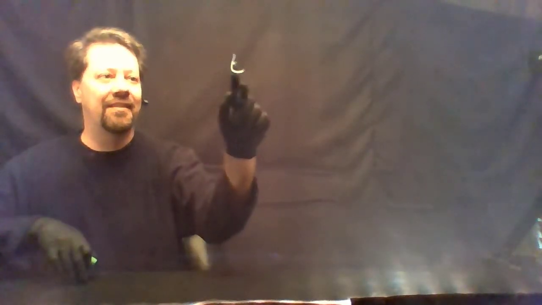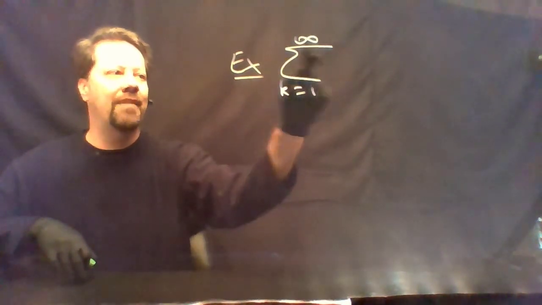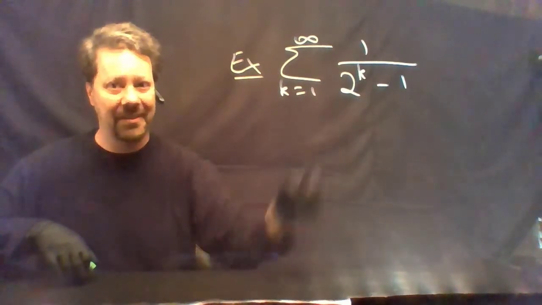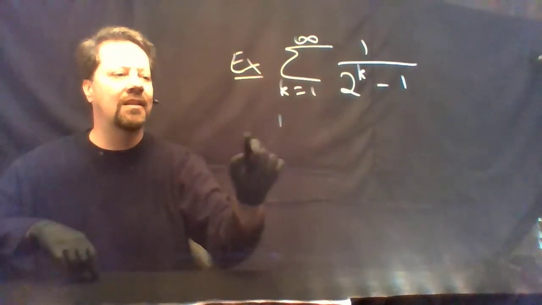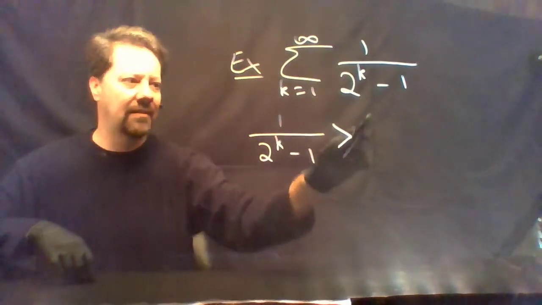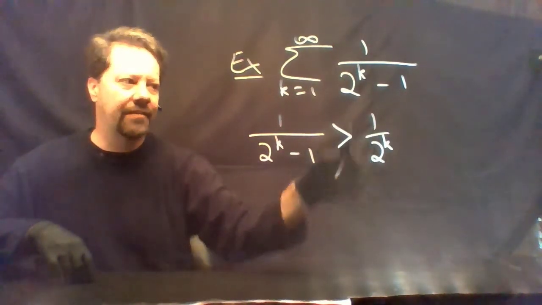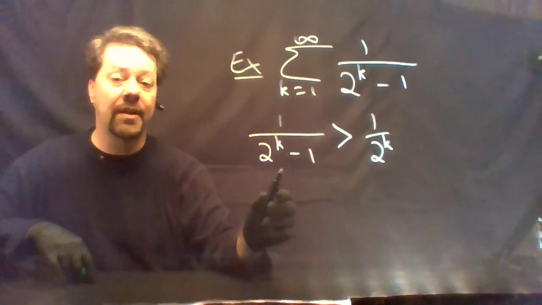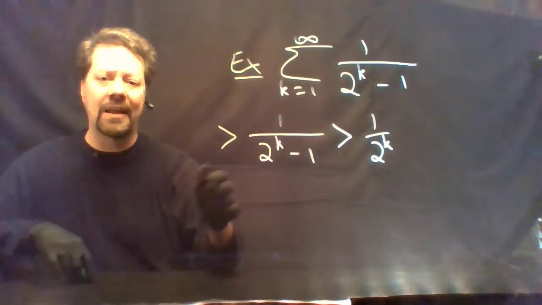What if I have the sum as k goes from 1 to infinity of 1 over 2 to the k minus 1? It's a little more delicate this time, and the reason is 1 over 2 to the k minus 1 will be bigger than 1 over 2 to the k. The convergence of this series doesn't tell you anything about convergence or divergence of the larger series. You need the inequality to go the other way.